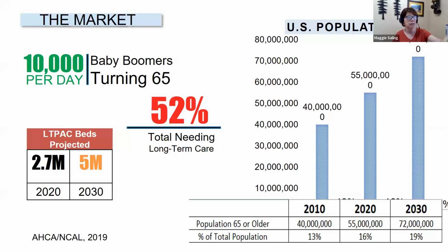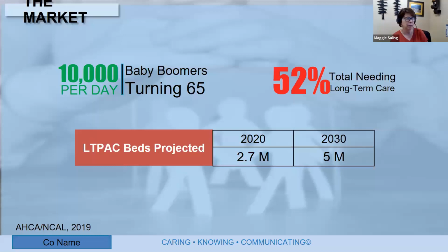And this graph on the right is showing the population and their ages. I don't think that's necessary. So I remade this slide and I kept his background. And it just took the main points. Okay, 10,000 per day are turning 65, and 52% will need long-term care. And so the bed projection here gives an idea of the growth in the system.